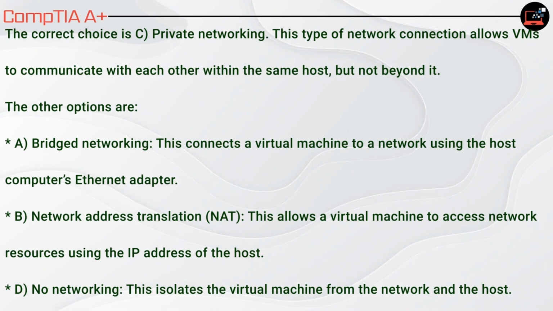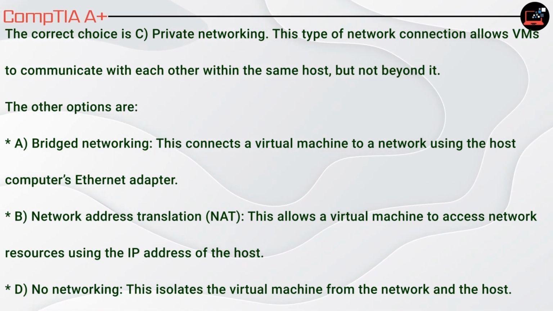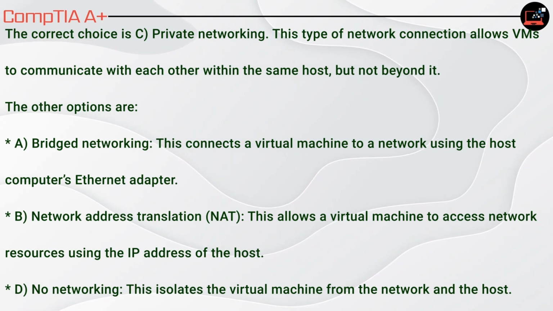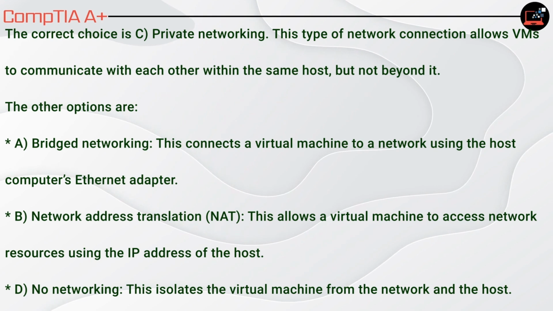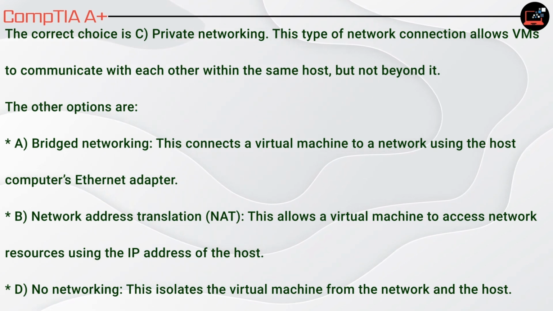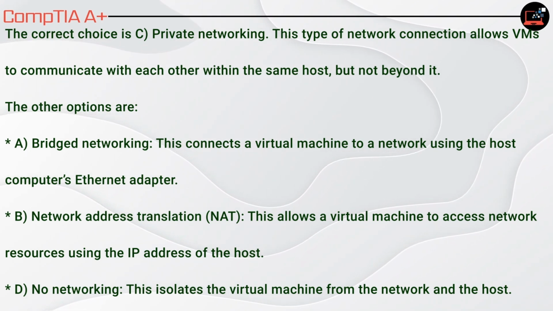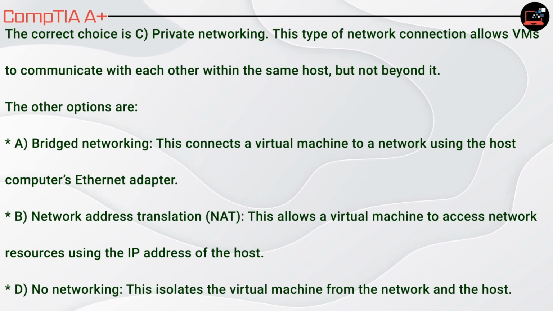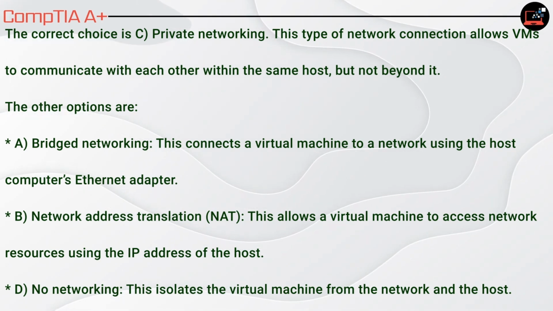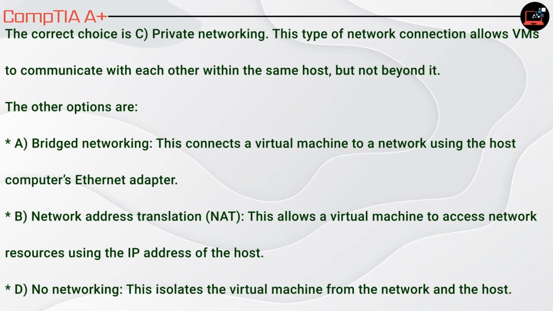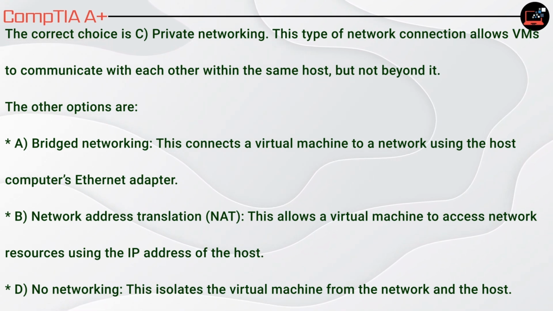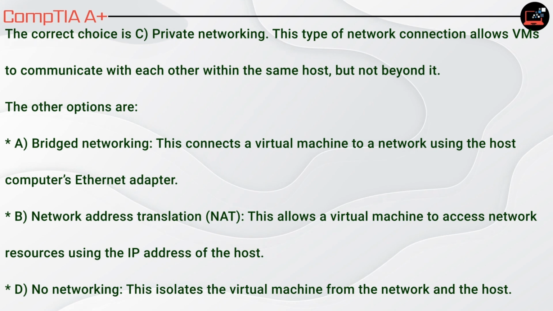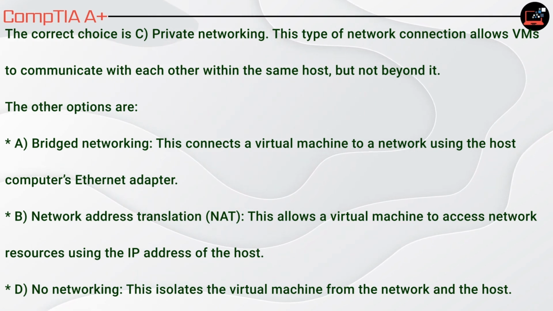The correct choice is C, private networking. This type of network connection allows VMs to communicate with each other within the same host, but not beyond it. The other options are A, bridged networking. This connects a virtual machine to a network using the host computer's Ethernet adapter. B, network address translation, NAT. This allows a virtual machine to access network resources using the IP address of the host. D, no networking. This isolates the virtual machine from the network and the host.